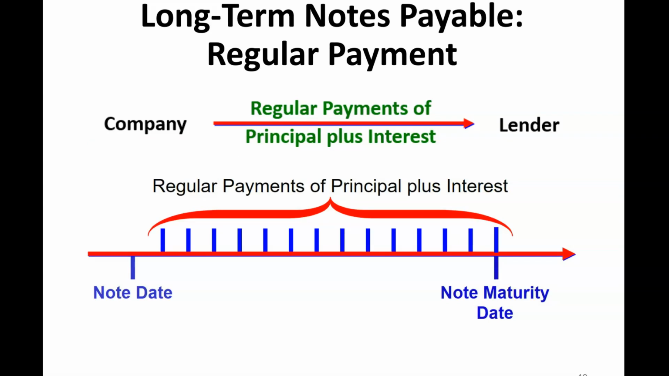Then you have a regular payment, which is you have regular payments of principal plus interest until maturity date. Now, this is considered an installment loan, basically, and some car loans, motorcycle loans, boat loans are installment loans.